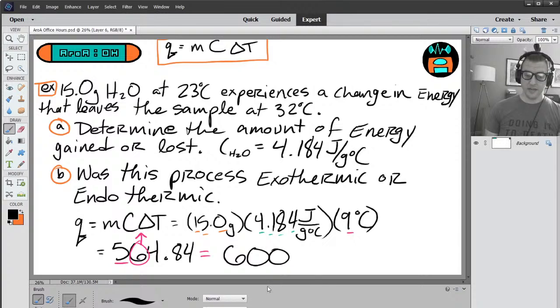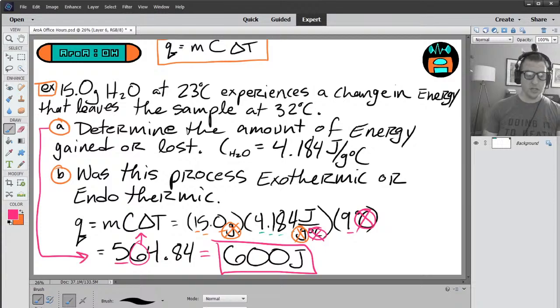And our units, you'll notice, grams cancel grams, degrees Celsius cancel degrees Celsius, and so the unit we have left over is joules. So 600 joules is the value for Q, and that is the answer to part A, 600 joules.